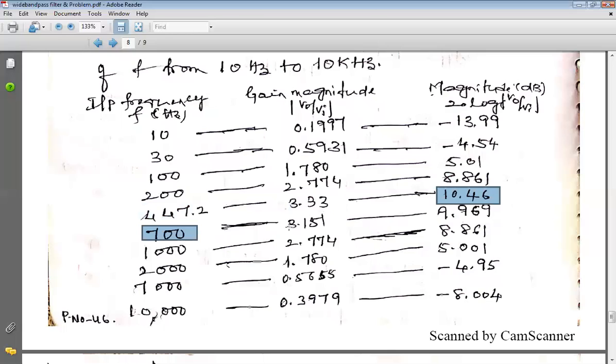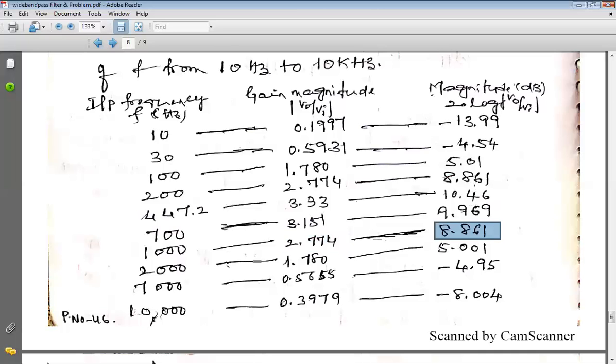At 700 Hz, its value is 3.151 and this value is 9.969. At 1000 hertz, its value is again 2.774 and its value is 8.867.